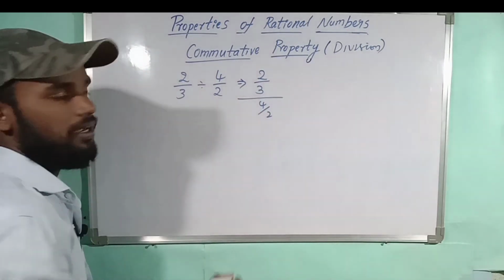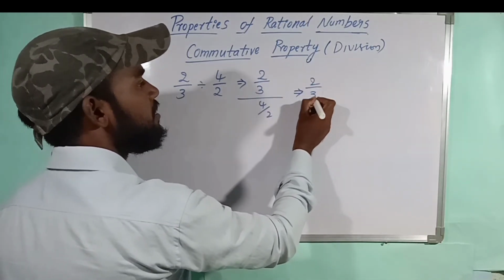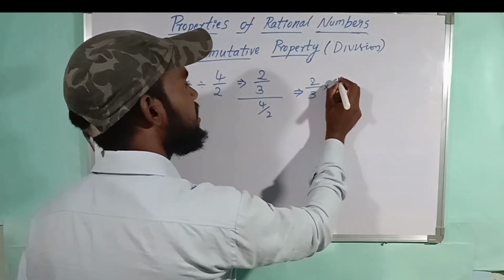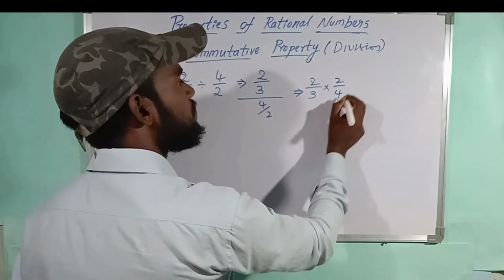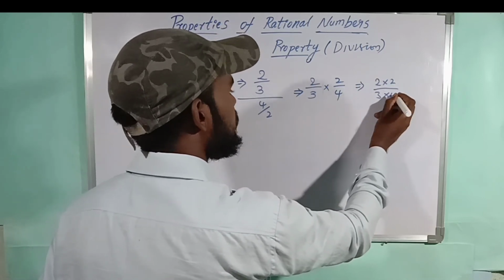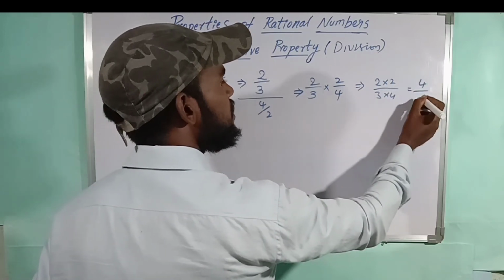So this is the division order. Now, 2 by 3, and I write the denominator as numerator, interchanging 4 by 2 to 2 by 4. So 2 into 2 by 3 into 4. What do we get here? 2 twos are 4, 3 fours are 12.